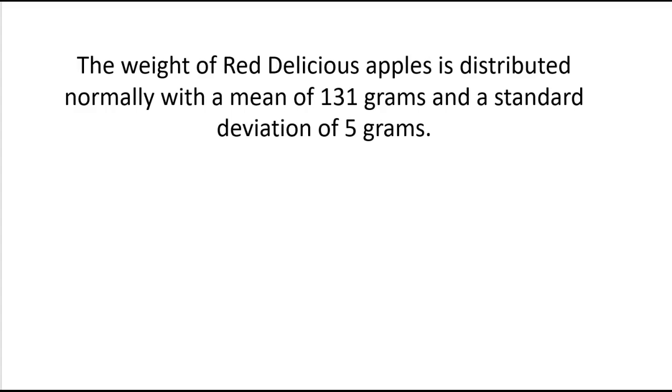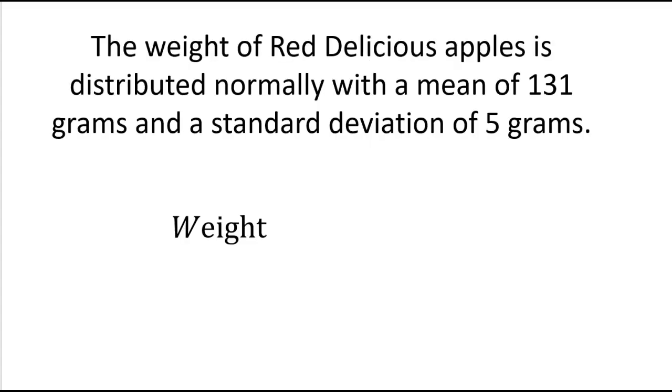So for each of the following, use the normal notation to describe the behavior of the different variables. Pause the video and see if you can write each of these using that shorthand notation. The first one we have here is the weight of Red Delicious apples is distributed normally with mean 131 grams and standard deviation of 5. So notice that the variable that we're interested in is weight in this case. We know that weight is distributed normally, so we use the tilde and the normal. Next, we'll fill in its mean and its standard deviation. It has a mean of 131 and standard deviation of 5.